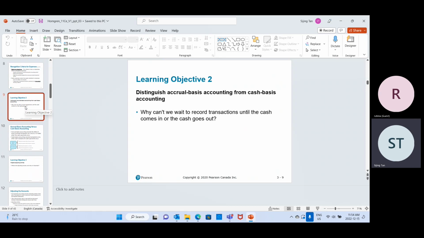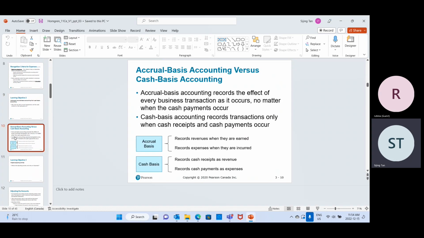Number 2 question: why can't we wait to record a transaction until the cash comes in or the cash goes out? There are 2 different accounting methods we're going to mention. First of all is accrual-based accounting, and then the second is cash-based accounting. Normally, we talk about accrual-based accounting. Accrual-based accounting exactly matches the 2 criteria we just talked about. One is revenue recognition. The second is the matching objective. Okay, so that works with accrual basis accounting.